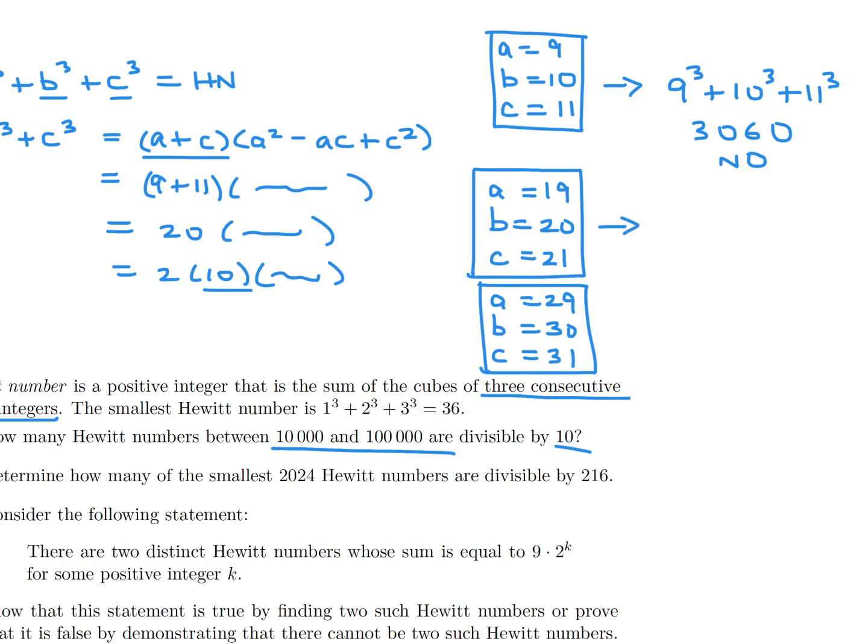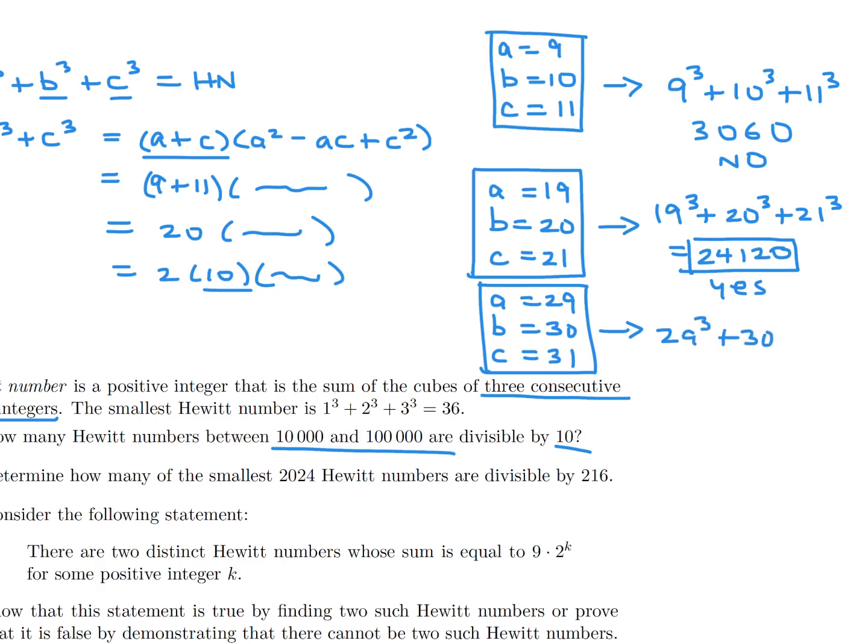Okay, so even though it is divisible by 10, it's not in that range, so we have to keep going. This Hewitt number would be 19 cubed plus 20 cubed plus 21 cubed. And that is 24120, and that is in that range. So, okay, we got one. This Hewitt number would be 29 cubed plus 30 cubed plus 31 cubed, and that is 81180. Again, yes, good job. And then I'm confident that the next one will fall outside. It will be greater than 100,000. So that means we only got 2. Oh, surprisingly, I thought it would be more than that, but 2 is the answer to that question.